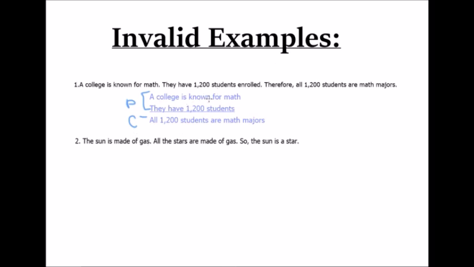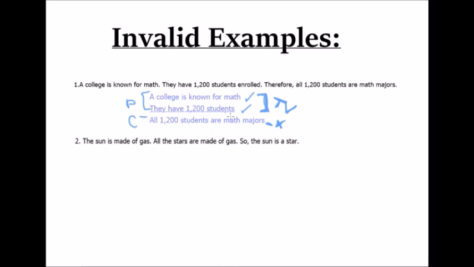A college is known for math. Okay, I can't verify this, but sure, we'll just call it true. They have that many students. Again, we can't verify them, but we'll take them as fact because they definitely have truth value. All 1,200 students are math majors. Okay, this is where we have issues with the conclusion.